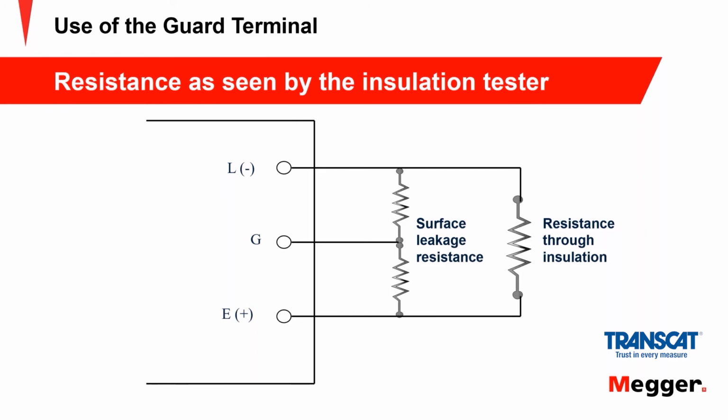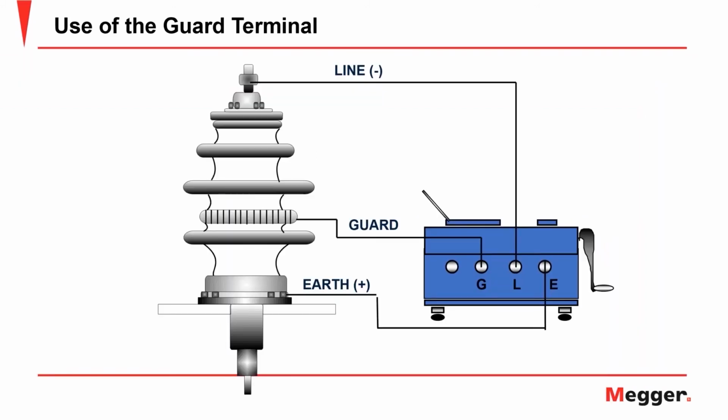Now, if you hooked up the guard terminal, that leakage path to the left is going to be removed from the measurement. And now the only thing that your display is going to be showing you is the leakage path to the right. Here's a good example of a very practical use of a guard terminal.